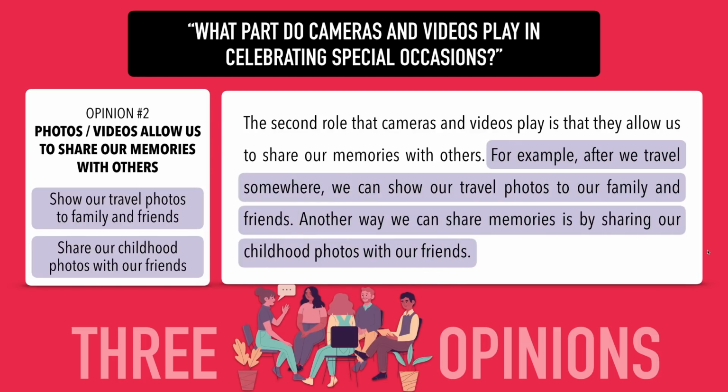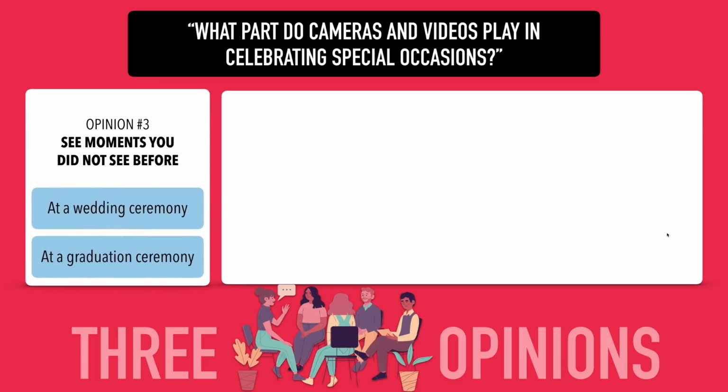The second role that cameras and videos play is that they allow us to share our memories with others. For example, after we travel somewhere, we can show our travel photos to our family and friends. Another way we can share memories is by sharing our childhood photos with our friends. Now, continuing again, I expressed my opinion and I supported it. Now, what about my third opinion? See moments you did not see before.